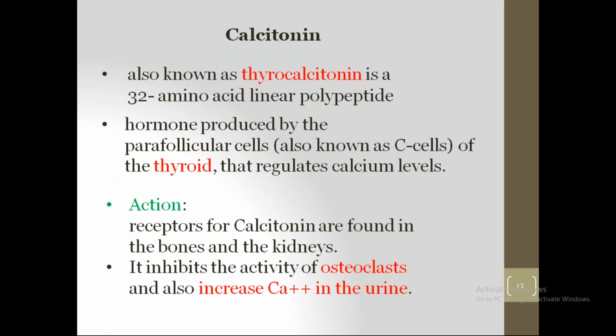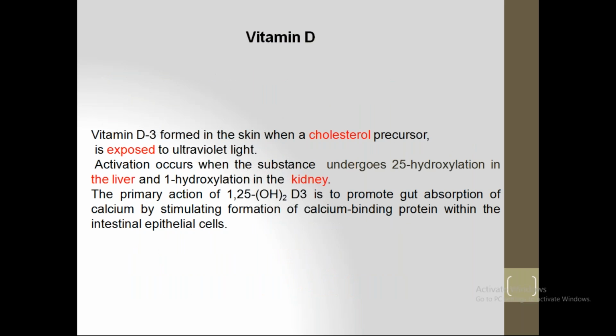Now coming to calcitonin, it is also known as thyrocalcitonin. It's a 32 amino acid polypeptide. It is produced by the parafollicular cells, also known as C cells, of the thyroid, which regulates the calcium levels. What are the actions? The actions of calcitonin are predominantly on the bone. Receptors for calcitonin are found in both bones and kidneys, but predominantly it acts on the bone by decreasing the activity of osteoclasts and also increasing calcium in the urine. So it reduces the calcium. This is the hormone which reduces the calcium.